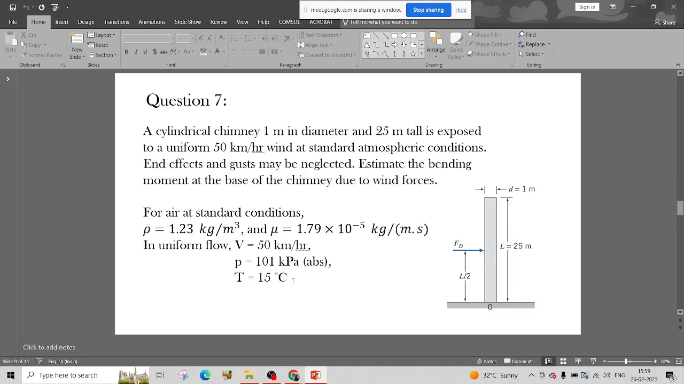So next is question number 7. A cylindrical chimney is given of 1 meter in diameter and 25 meter tall. So obviously the length is far greater as compared to the diameter, right? And it is exposed to a uniform velocity of 50 km per hour wind at a standard atmospheric condition. End effects and gust may be neglected, and estimate the bending moment at the base of the chimney due to the wind forces. The values are given.